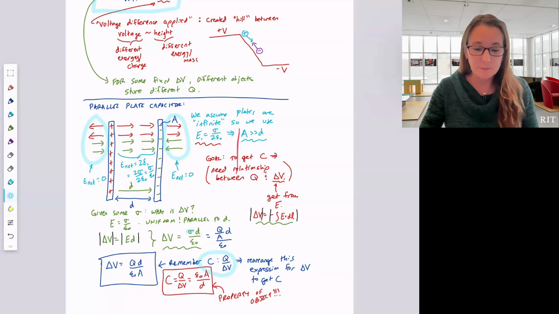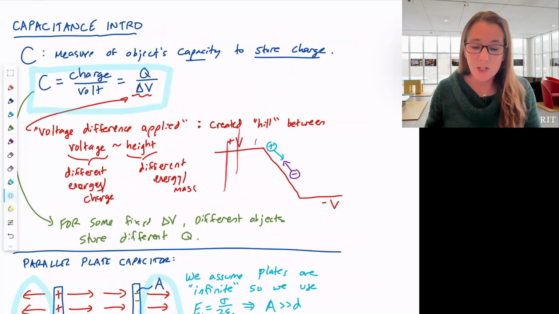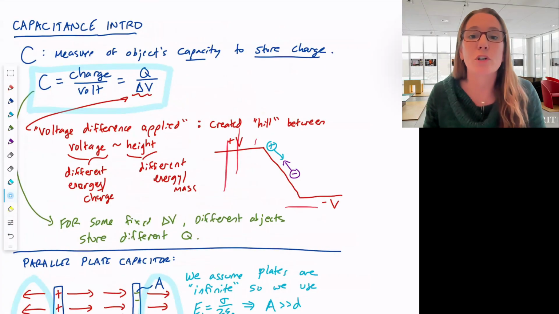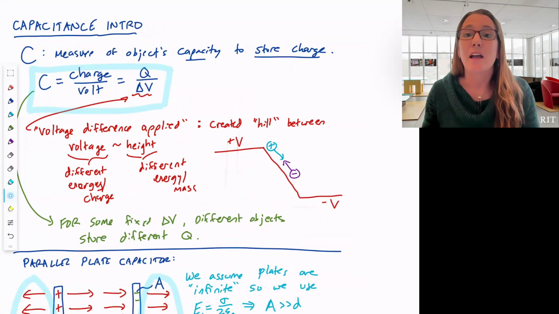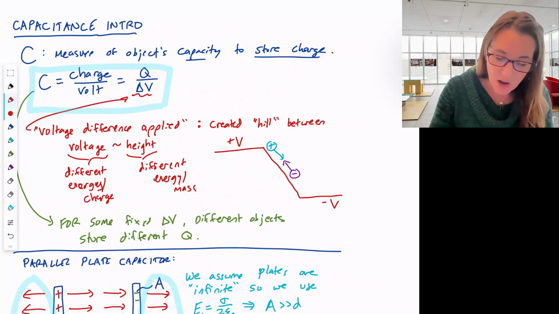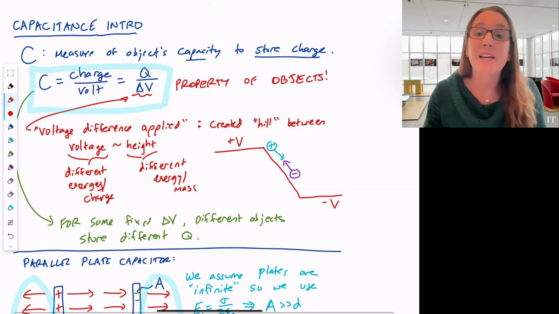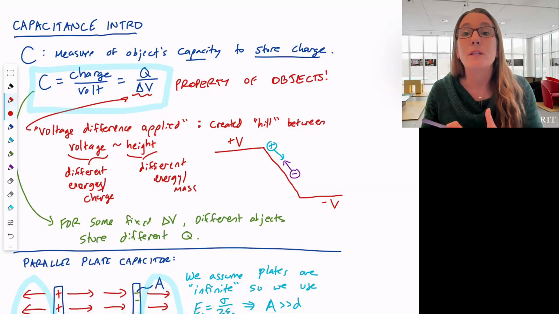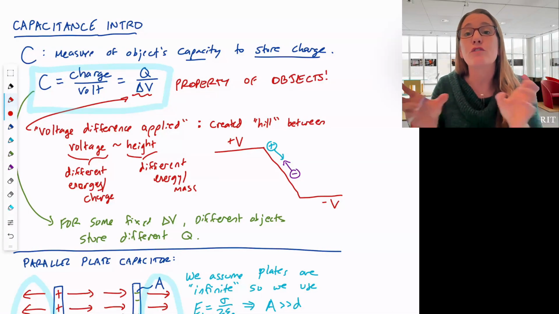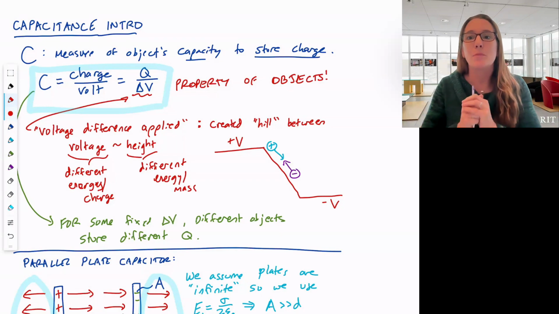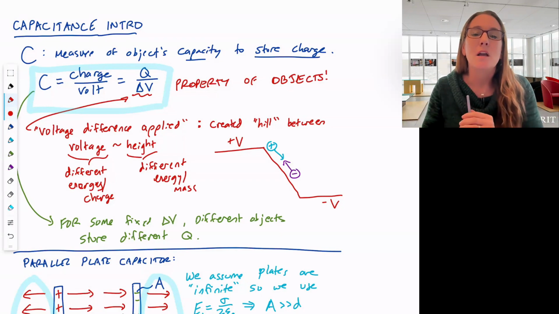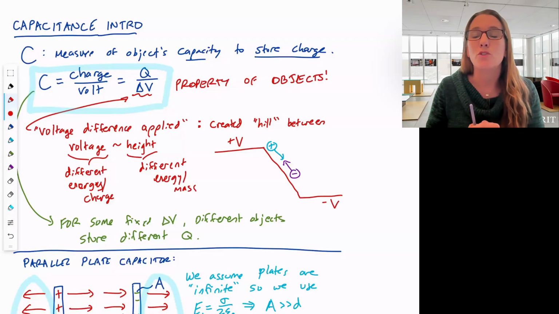So capacitance, again, is a measure of an object's capacity to store charge, and it is very simply a property of the object. You're going to find this for all different capacitors that you calculate the capacitance of. In order to calculate capacitance, you just find the relationship between Q and delta V, and you're going to find that relationship is a constant and a property of the object, independent of anything but the object's geometry. So something just has a capacitance.